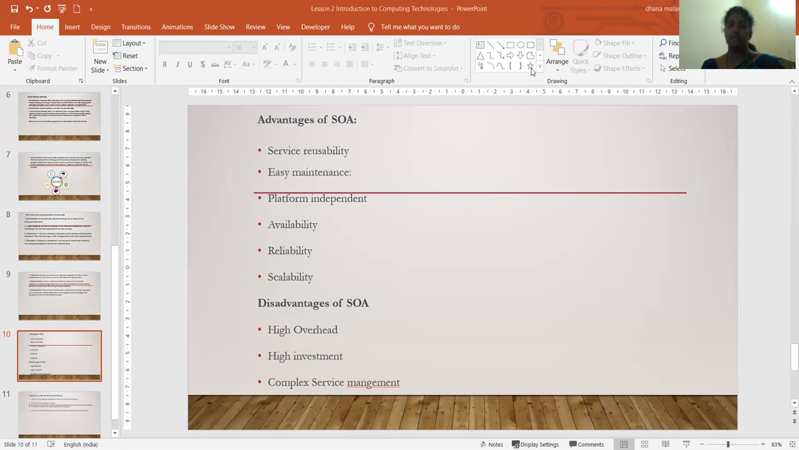High investment. A huge investment is required for service-oriented architecture. Complex service management. When services interact, they exchange messages to complete tasks. The number of messages may go into millions. It becomes a cumbersome task to handle a large number of messages.